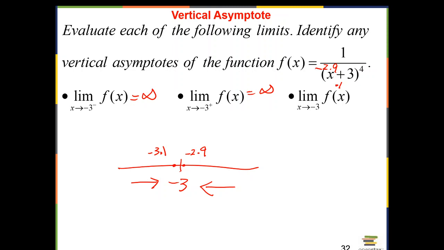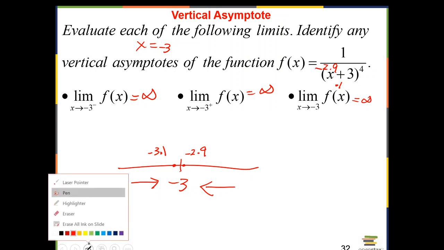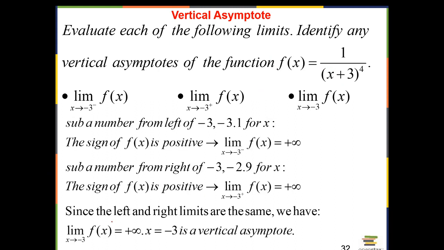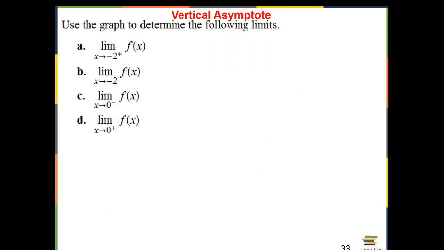That means this limit is positive infinity, and that means that x equals negative 3 is a vertical asymptote for this function, right? So let me erase everything here. You can see it. Okay? All right.